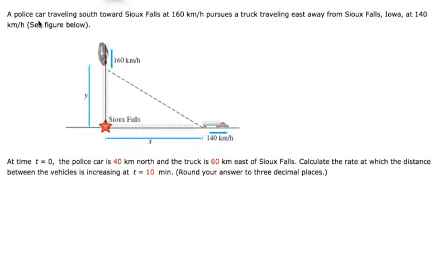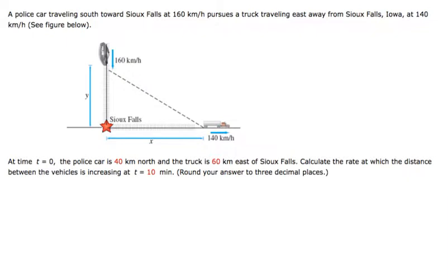In this problem, we have a police car traveling south towards Sioux Falls at 160 kilometers per hour, pursuing a truck which is traveling east away from Sioux Falls, Iowa at 140 kilometers per hour. At t equals 0, the police car is 40 kilometers north and the truck is 60 kilometers east of Sioux Falls. Calculate the rate at which the distance between the vehicles is increasing at t equals 10 minutes.